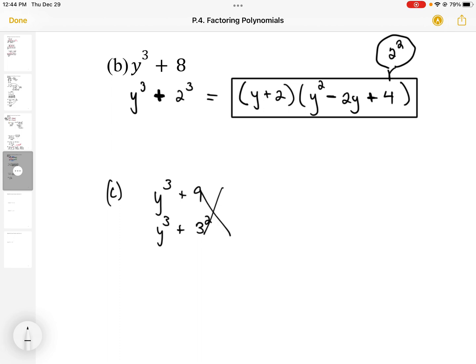The same thing could be true if we went in the other direction. Say this was x squared minus 8. We could rewrite 8 as 2 cubed, but again, this is a difference of a perfect square and a perfect cube, which we are not able to factor.